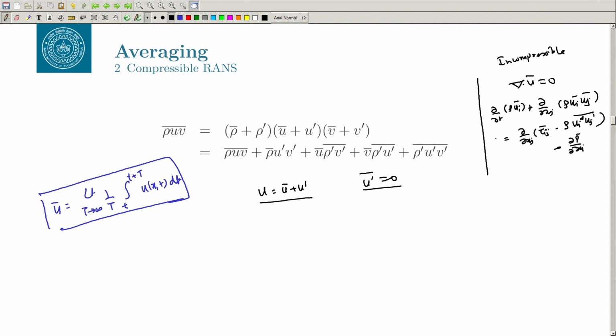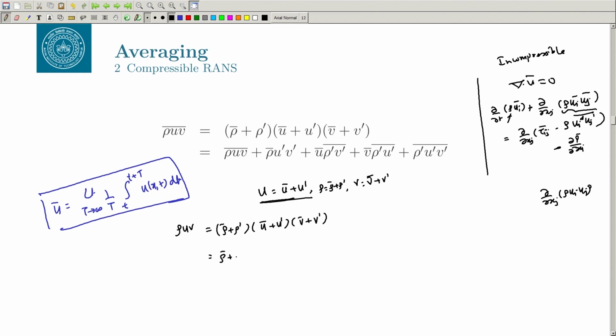Just try doing that, but remember in compressible flow rho is not constant, so you cannot take the rho out. Let us take this term, for example, in compressible flow. You will have del by del x_j of rho u_i u_j. Take it, let us say, in x and y direction. So, you have rho u v, and we use the same assumption, u equal to u bar plus u prime. Now rho is equal to rho bar plus rho prime, u is equal to u bar plus u prime, and v equal to v bar plus v prime.